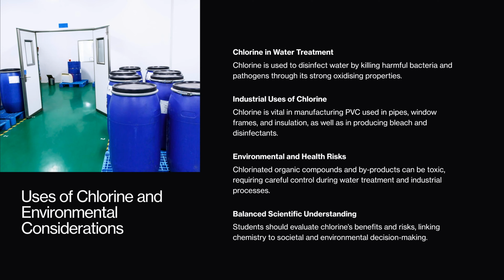To summarize, Group 7 elements are reactive nonmetals with 7 outer electrons. Reactivity decreases down the group, while melting and boiling points increase due to stronger intermolecular forces.